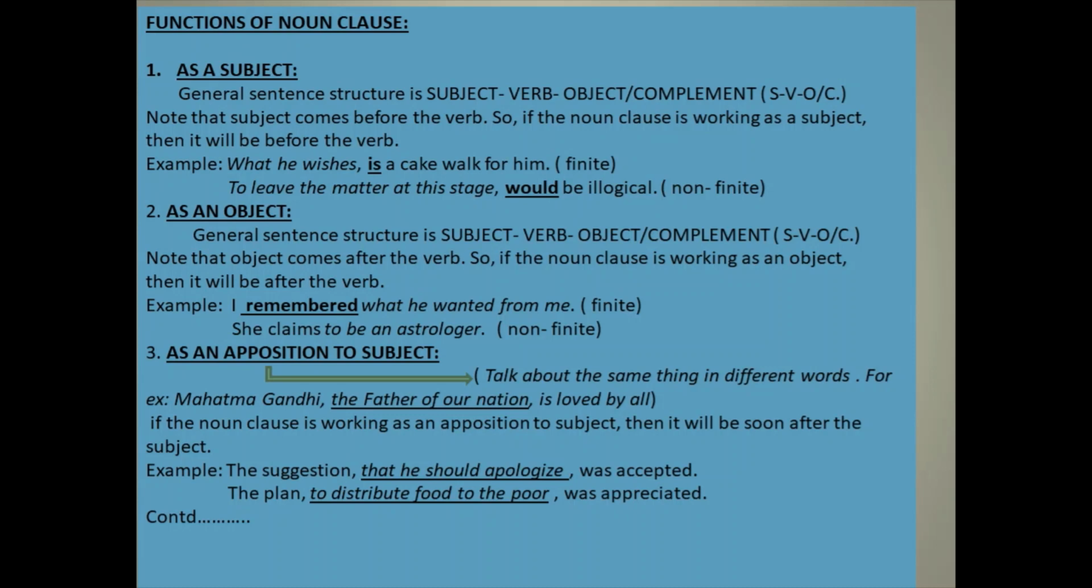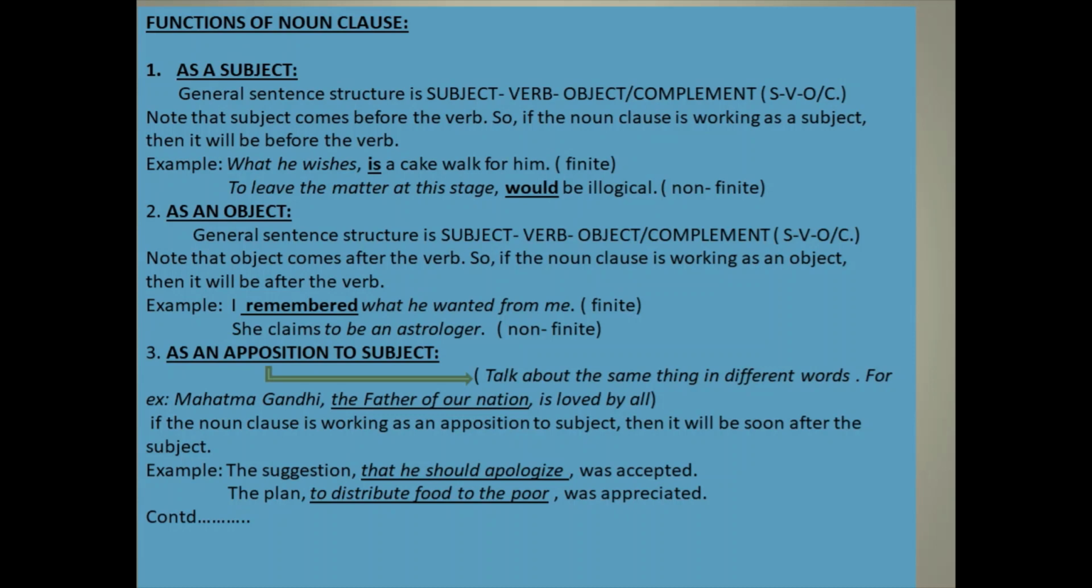Okay, so example: I remembered what he wanted from me. Now, remembered what? What he wanted from me. So you can see here there is a verb, remembered, and the object. That means the action is passing on to the object, which is what he wanted from me. So that is the noun clause there, because it is telling you more about the noun.